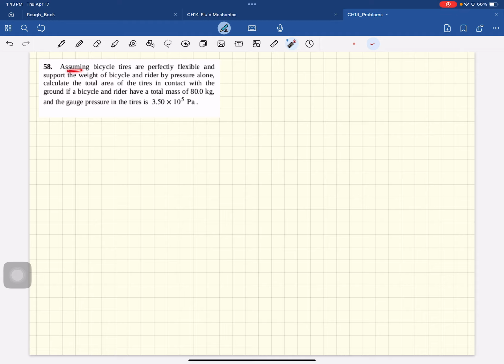So, assuming bicycle tires are perfectly flexible and support the weight of a bicycle and rider by pressure alone, calculate the total area of the tires in contact with the ground, if a bicycle and rider have a total mass of 80 kg and the gauge pressure in the tires is 3 times 10 to the 5 pascals. All right, so I'll just draw one wheel.